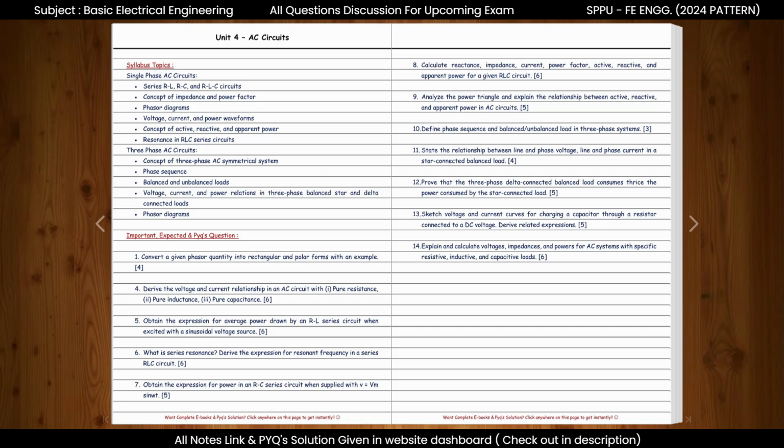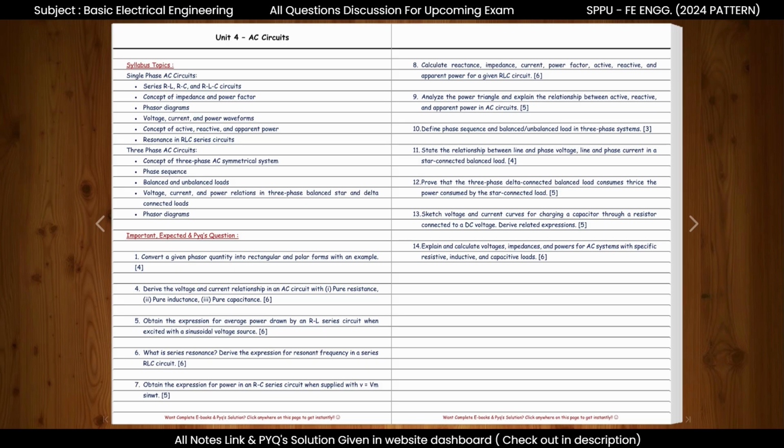Alright, let's move on to our next important topic. Derive the voltage and current relationship in an AC circuit with pure resistance, pure inductance, and pure capacitance. In a purely resistive circuit, voltage and current are always in phase, meaning they rise and fall together. In a purely inductive circuit, the current lags behind the voltage by 90 degrees, which means the current reaches its peak later than the voltage.